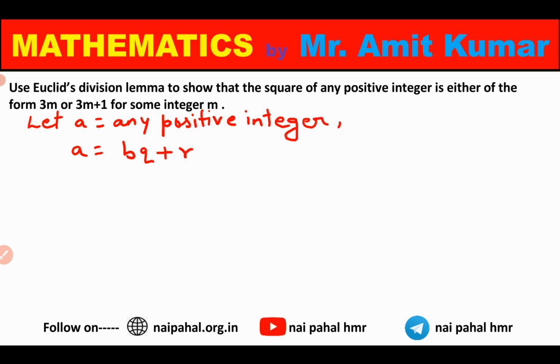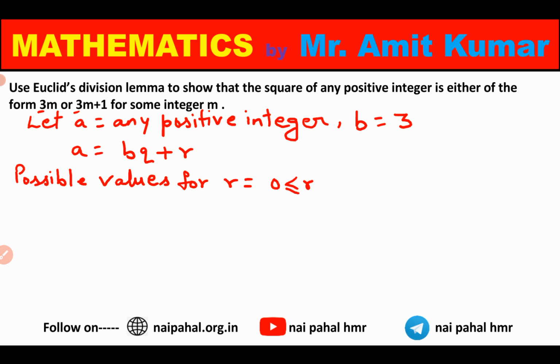What is b? Here b is 3. So what should we take for the value of r? Possible values for r: r is greater than or equal to 0, but r is always less than b. So we can write it as 0, 1 and 2. It may not be 3 because b is equal to 3.